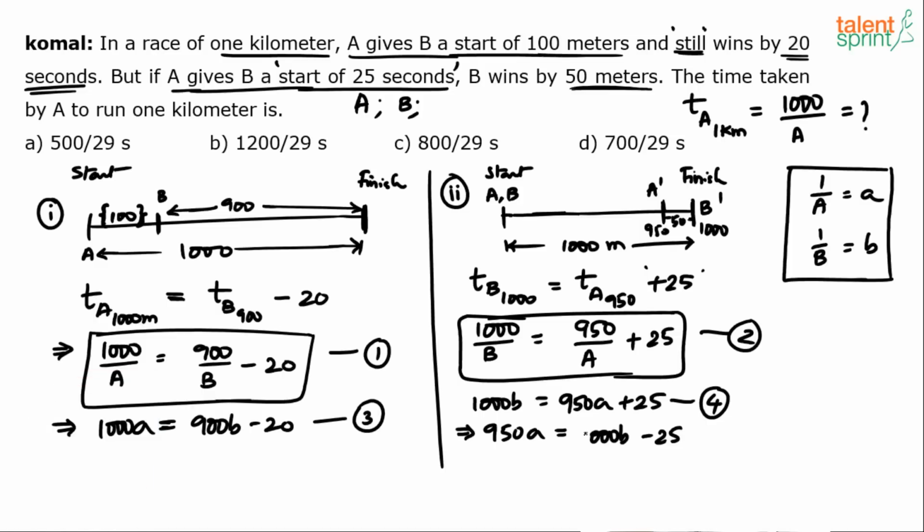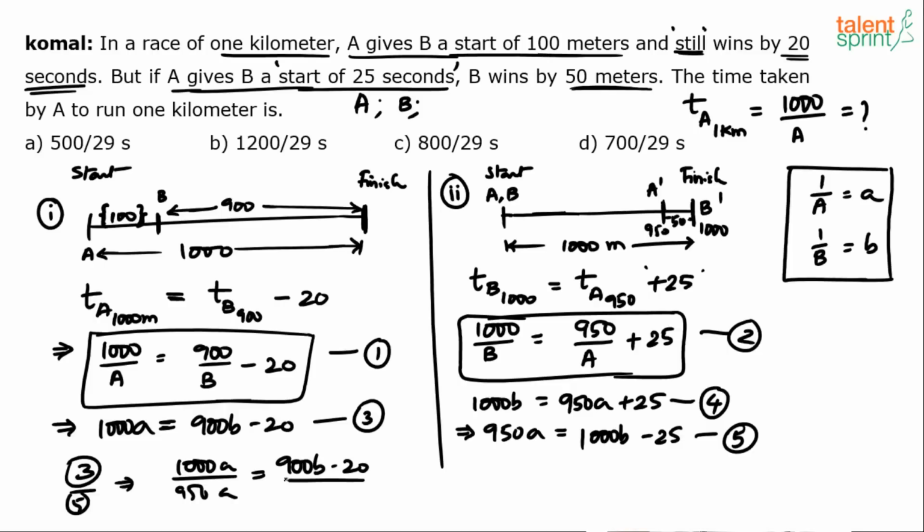What did we get? 950 equals 1000B minus 25, right? So let me divide. This is, let's say, equation 5. Equations 5 and 4 are both the same, but divide equation 3 by equation 5. What do we get? 1000A by 950A equals 900B minus 20 divided by 1000B minus 25. You understand?